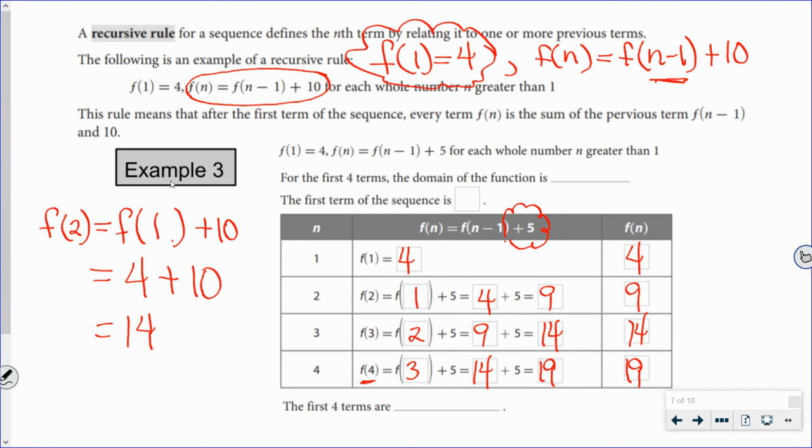So the first 4 terms of the domain of the function, I kind of got ahead of myself: 2, 3, and 4. So the domain is just each term number, okay? And the first term of the sequence we said was 4 in this problem. So we kind of have 2 problems there. At the very beginning, it's like the same chart right here. Would you have to put 2 and then 3? Yes, like that.